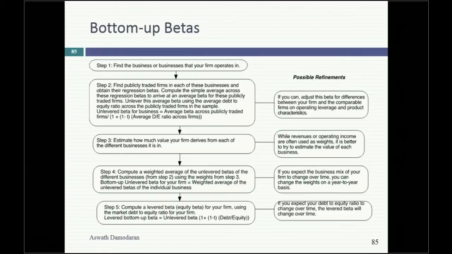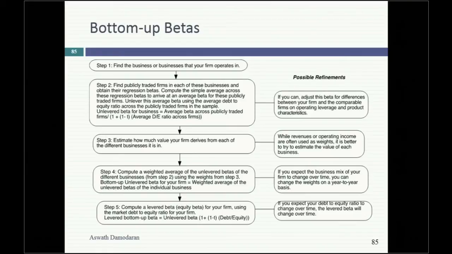Then I come back to you and say, okay, you told me you're in 2 businesses. I know what the risks of the 2 businesses are. Can you tell me how much value you get from each business? Your first reaction might be, I don't know how much value I get, but I can tell you how much revenues I get. Okay, that's a good starting point. 70% from software, 30% from baking. I take a weighted average of my 2 unlevered betas.